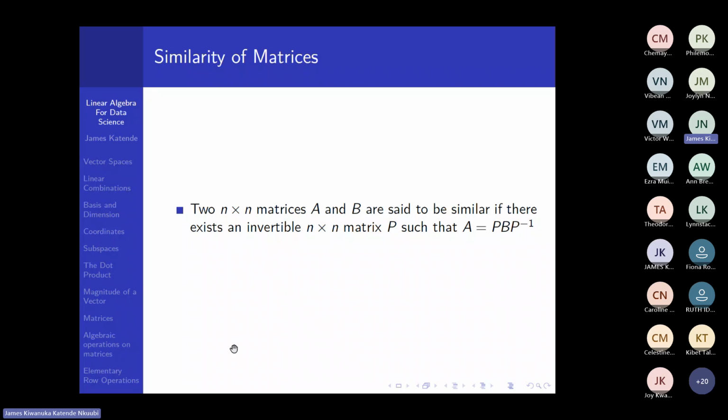So the next thing we'll look at is similarity. We say that two matrices are similar if we can find an invertible matrix P such that A is equal to P B P inverse. We've already seen an example of similarity: when we do diagonalization, we find a diagonal matrix which is similar to our original matrix.